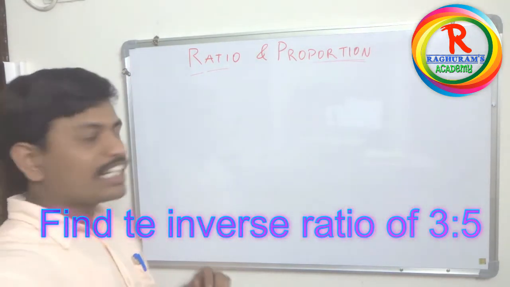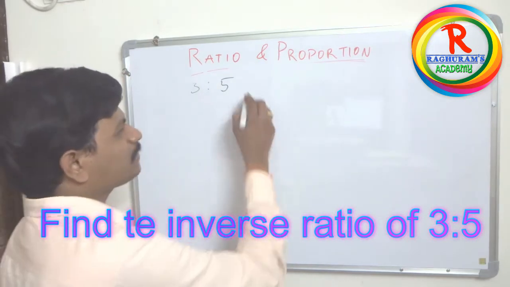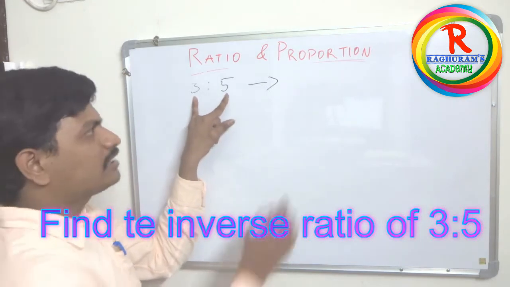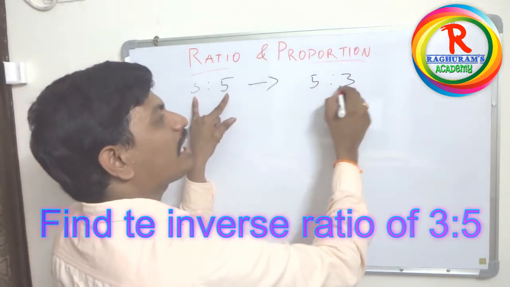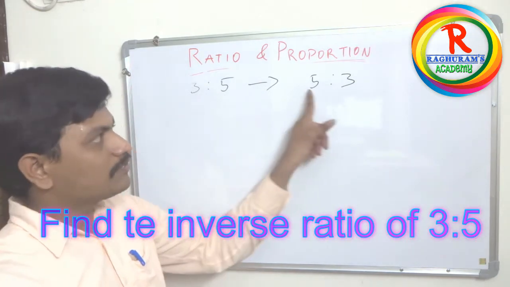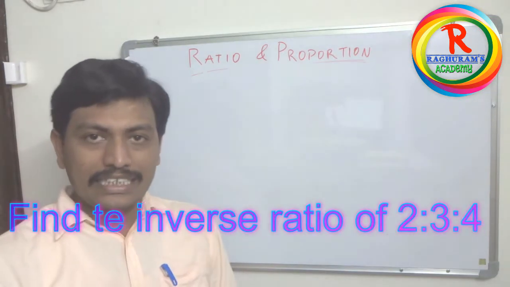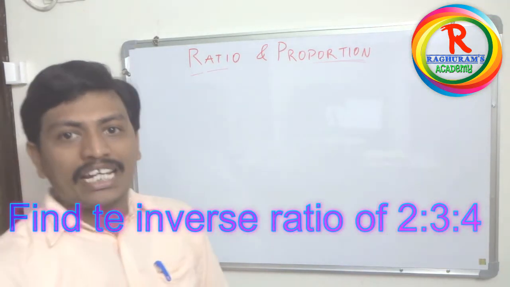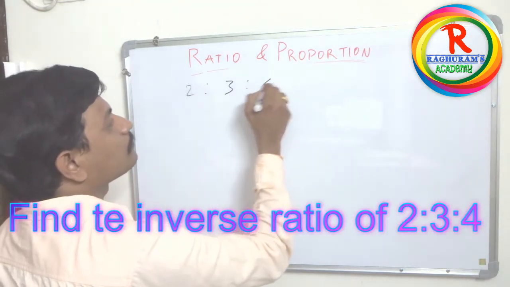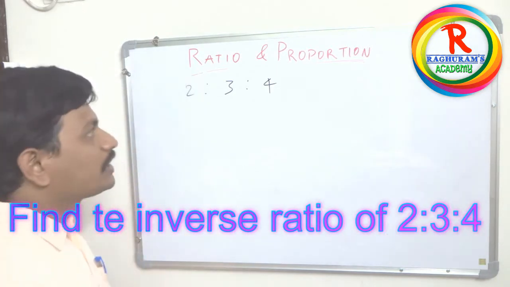Find the inverse ratio of 3:5. In the first part I told you what inverse proportion is. If it is 3:5, we simply write 5:3. Simple problem. Inverse proportion is just, if 3:5, the inverse is 5:3. Just reverse this one. Let us see the next problem. Find the inverse of 2:3:4.